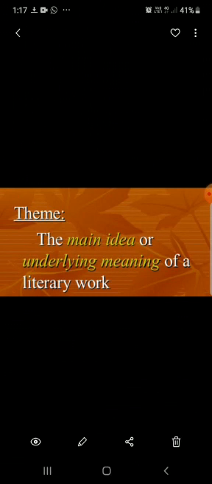Okay, now students, coming to the next one, that is theme. So theme can be expressed in a general way as an idea of love, hatred, friendship, relationship, or an idea related to some social or political issues. So in simple words we can say that theme is the central idea of a novel.